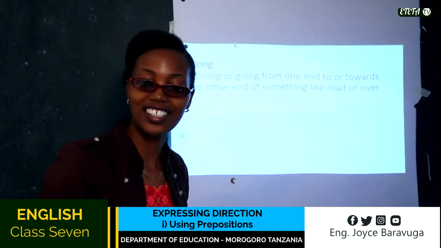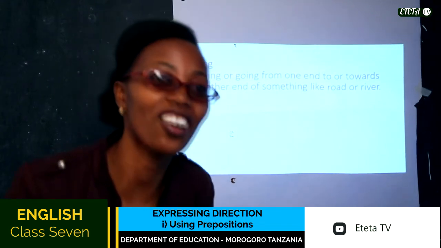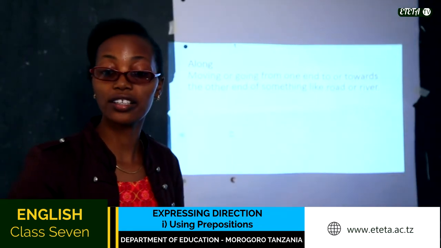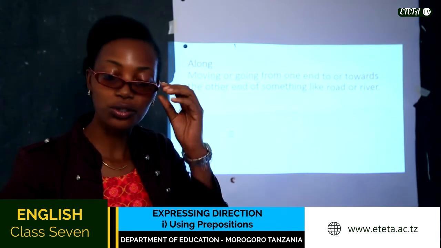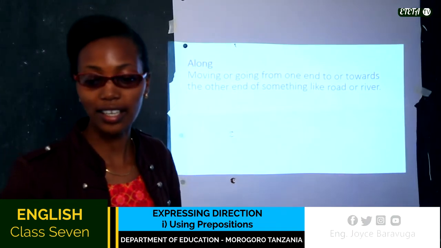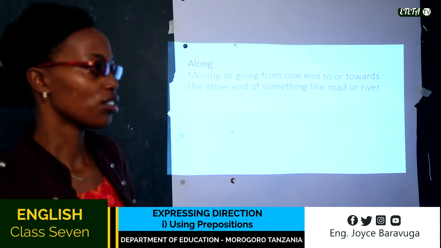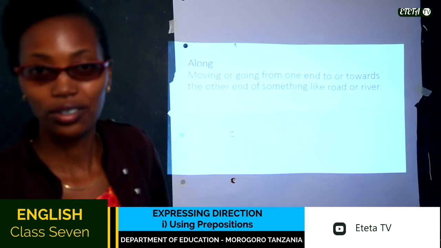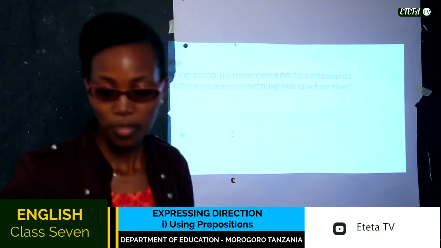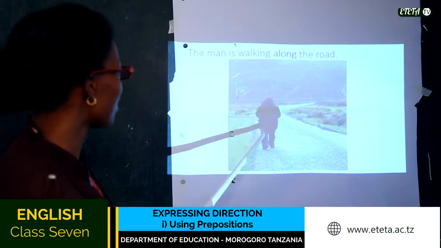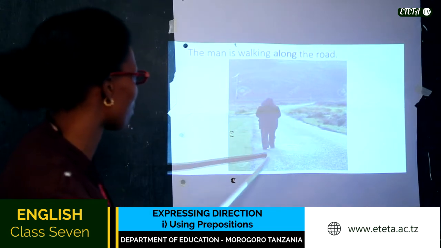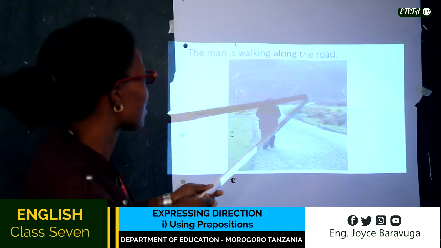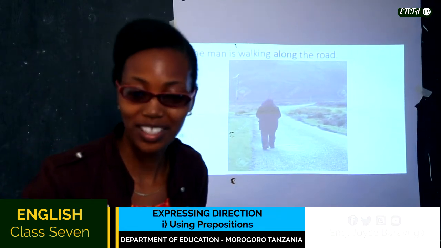Another preposition is along. Can you pronounce it? Along. Class, along. Along means moving or going from one end to or towards the other end of something, like a road, a river, or not only that, also you can go along the class or along the school. Okay, let's see the example. Look here. This guy is walking along the road. So you see, this is the road, and he is walking from this end to that end. I hope you get me.